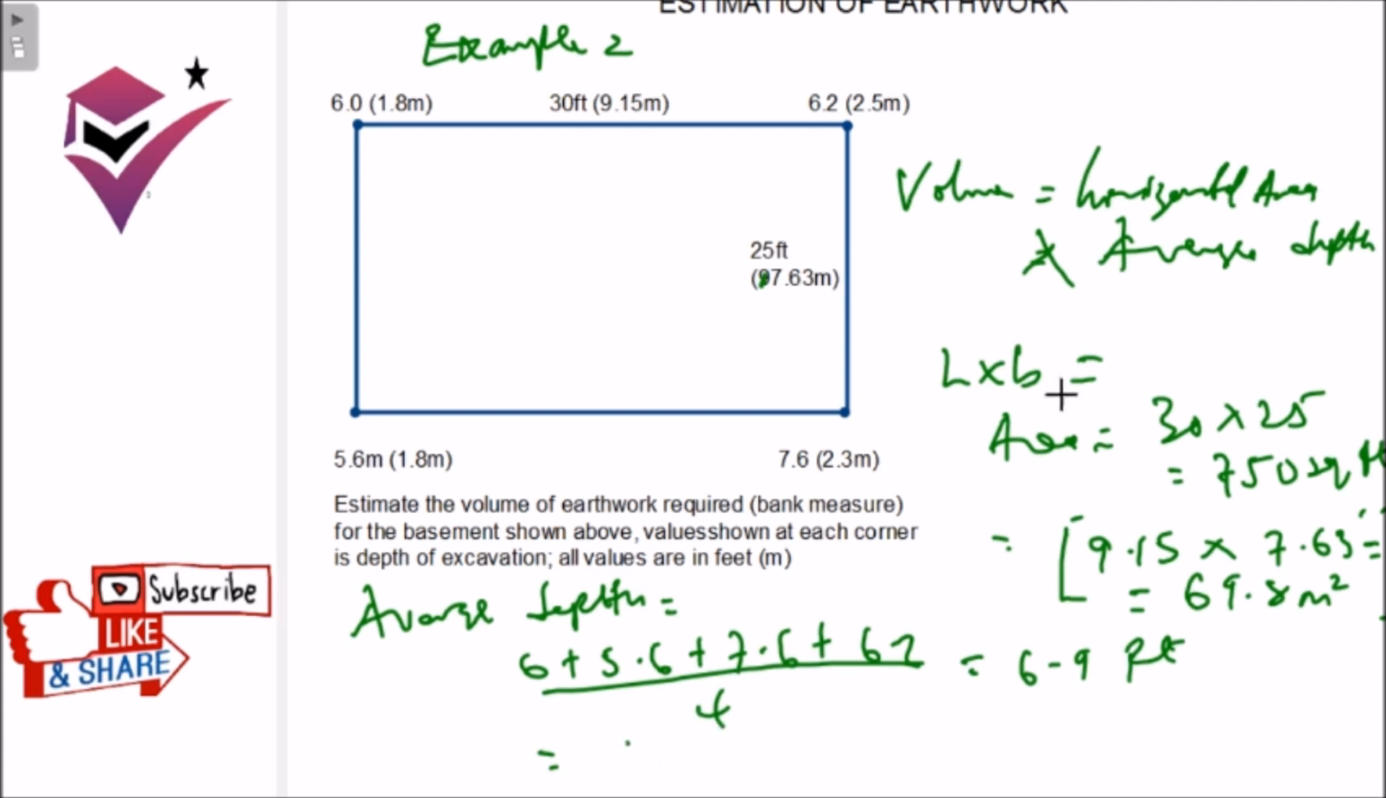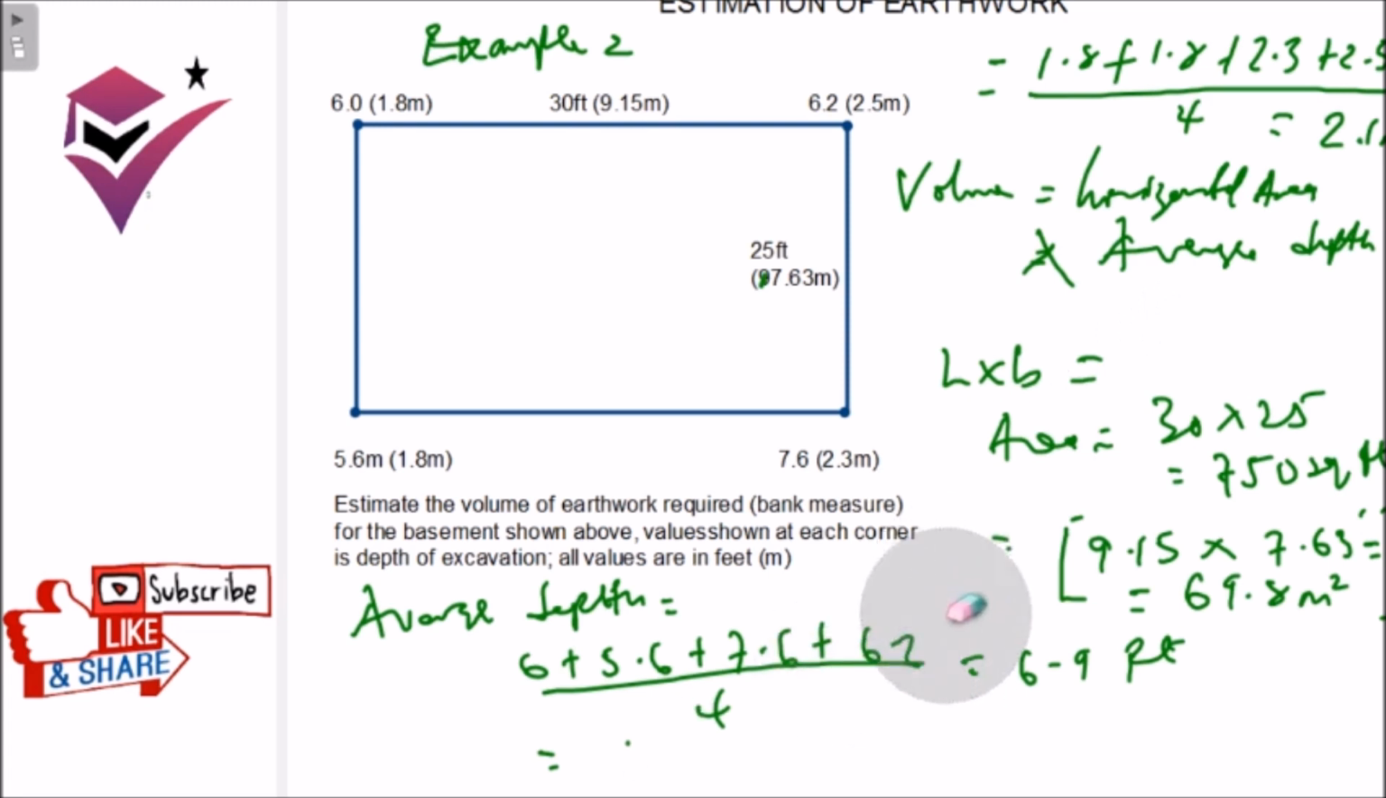Our average depth in meters, at the corner points, we have 1.8 plus 1.8 plus 1.8 plus 2.3 plus 2.5. We will still divide this by 4 because we have 4 points. That is this plus this plus this plus this divided by 4. Punching that into our calculator, we get an average depth of 2.1 meters.